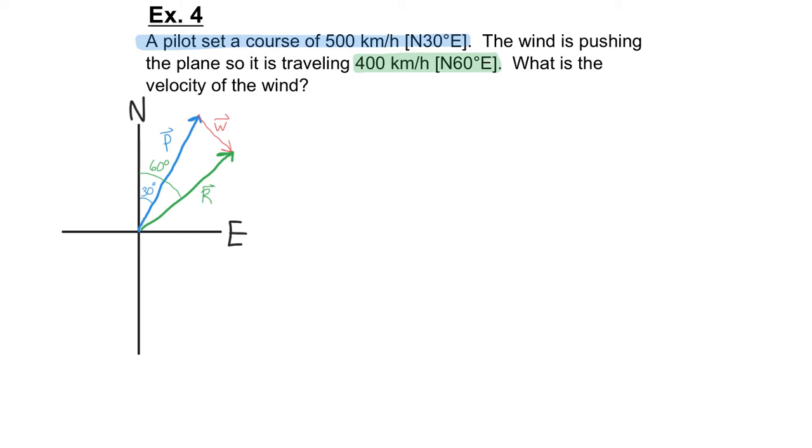Now, I'm going to label P, vector P is the plane, the course the pilot set. That's the original course set, P for plane, and then R is the resultant. So P plus W equals R. Of course, I know what P is and I know what R is. I want to find W, so I'm going to rearrange this equation to solve for W. So W equals R minus P.